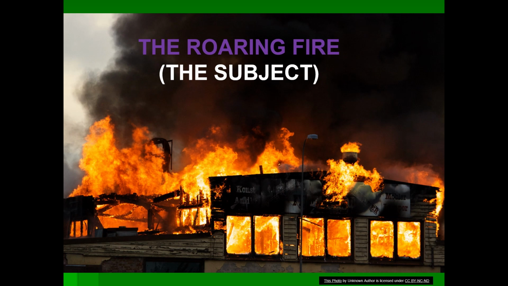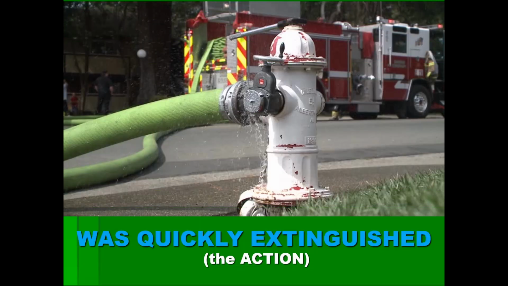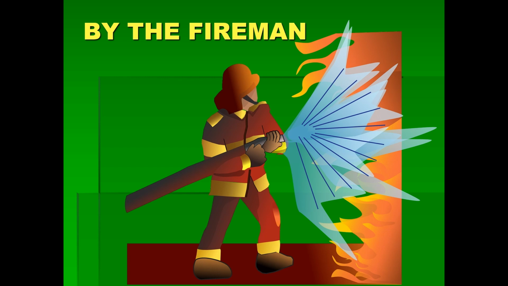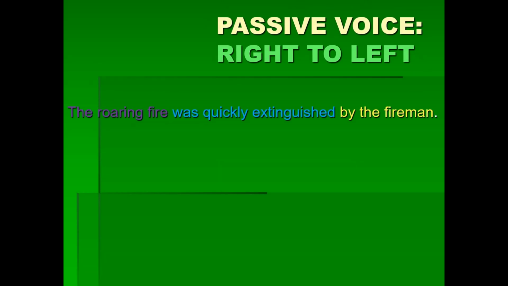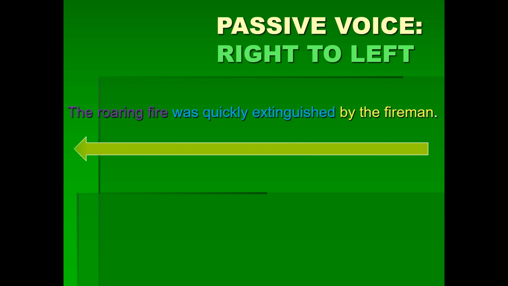The roaring fire is the subject. Was quickly extinguished is the action. The subject, the roaring fire, is not the one doing the extinguishing. Who is the doer of the action? The fireman. By the fireman is at the end of the sentence, but it's actually the doer of the action. So this sentence, the roaring fire was quickly extinguished by the fireman, is passive voice. The action moves from right to left. The subject of the sentence, the roaring fire, is the receiver of the action.